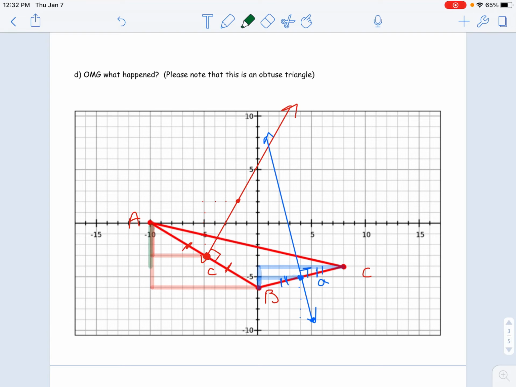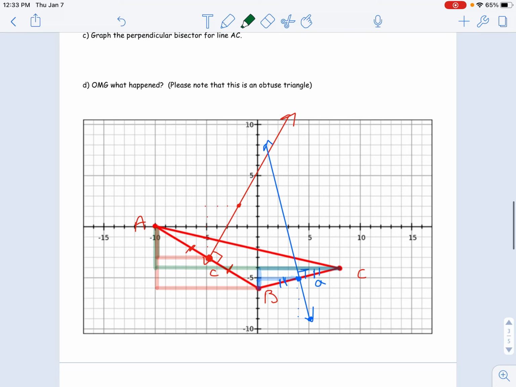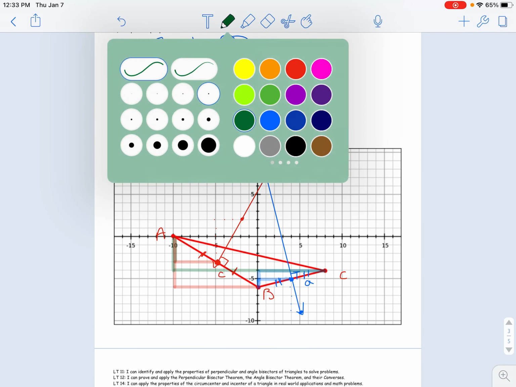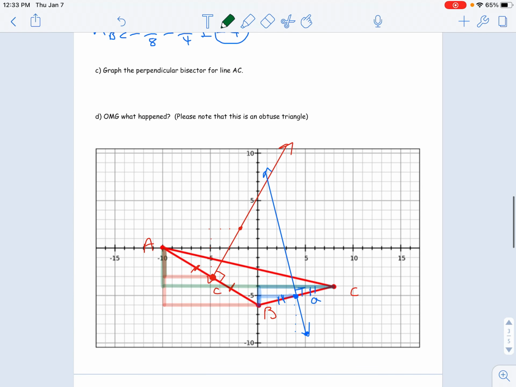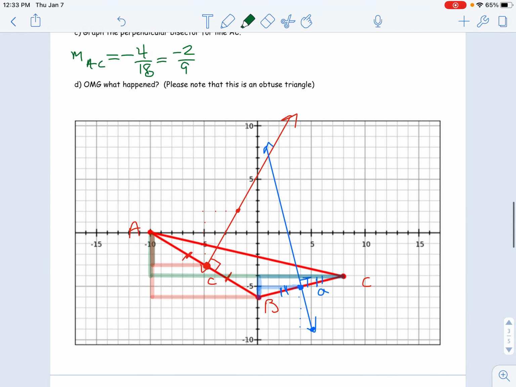So AC, let's count the slope. This time it's going to be down 4 over 18. Wow, that's a big number. Down 4 over 18, which reduces to negative 2 over 9. Then finding the midpoint of AC, well, I went down 4 over 18, I'm going to go down 2 over 9, and boom, right there, that's the midpoint right there.